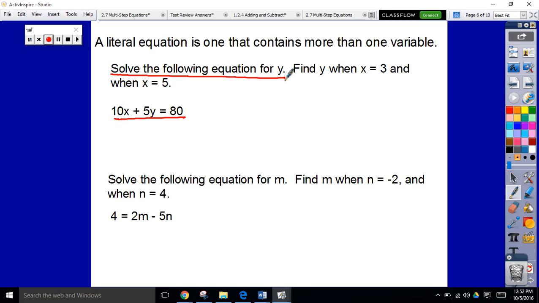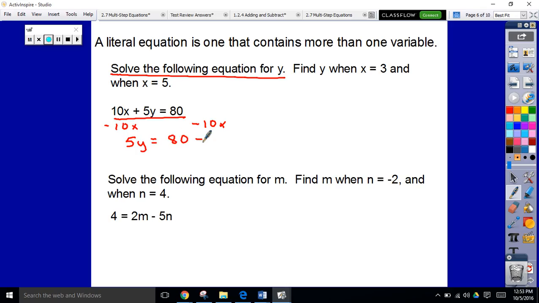So the first thing I'm going to do is get rid of addition and subtraction, just like I would normally. So I'm going to subtract 10x from both sides. Now I don't have any x values on the right-hand side to subtract 10x from. So it's just going to be a negative 10x now over on this side. So on my left side, I'm left with 5y. On my right side, I still have the 80.